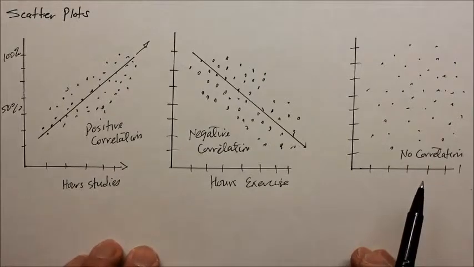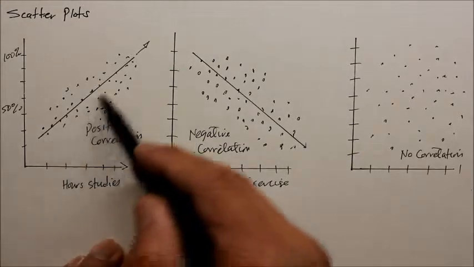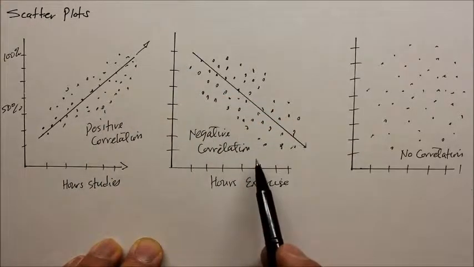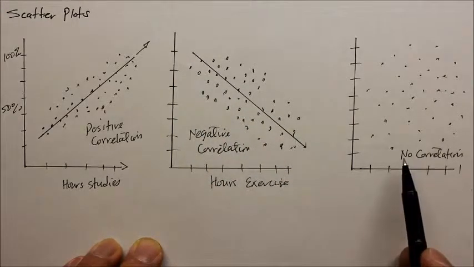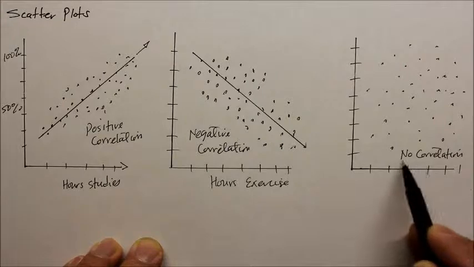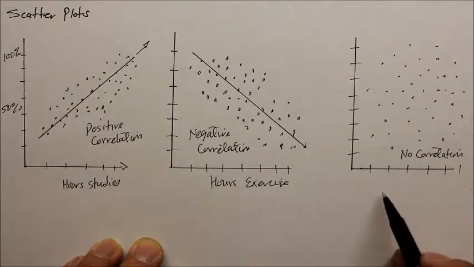When you take a test about scatter plots, they'll probably ask you, what kind of correlation is this? What kind of correlation is that? And what kind of correlation does this represent? No correlation. That's it. That's all there is to know about scatter plots.